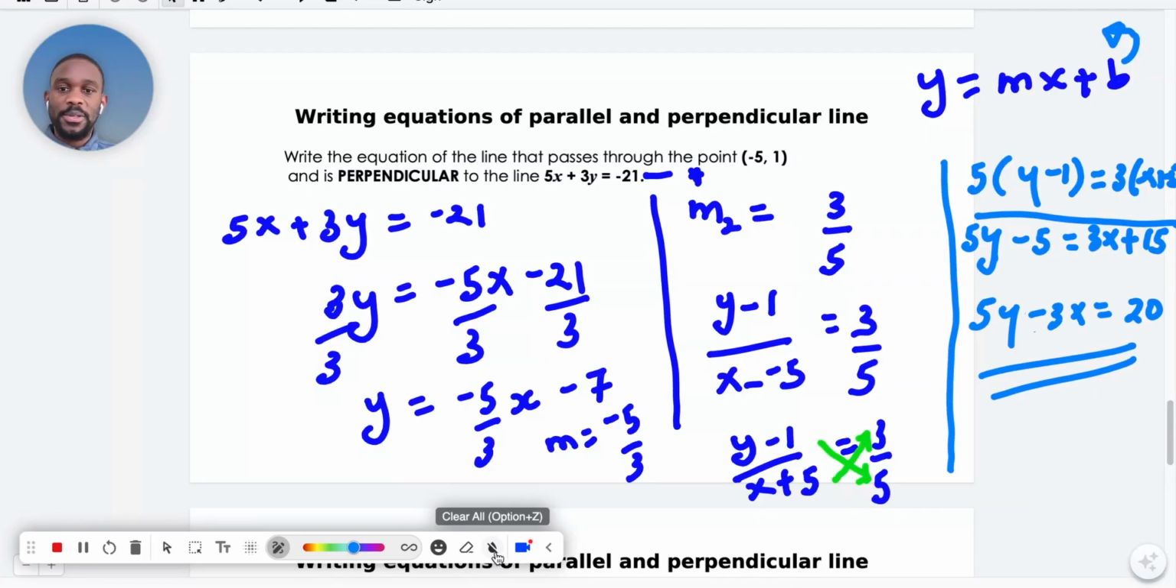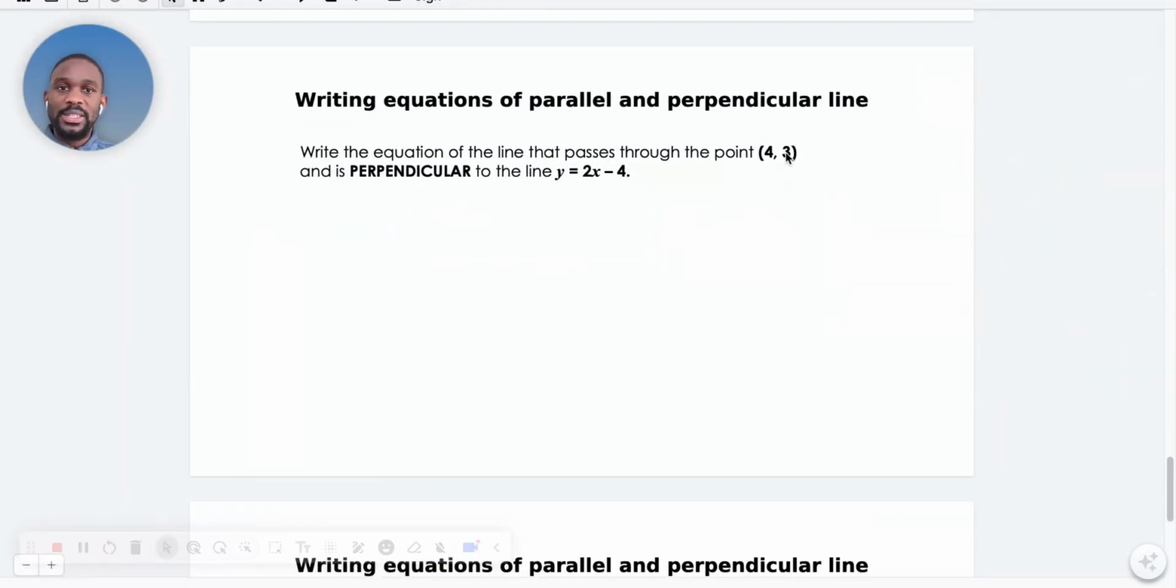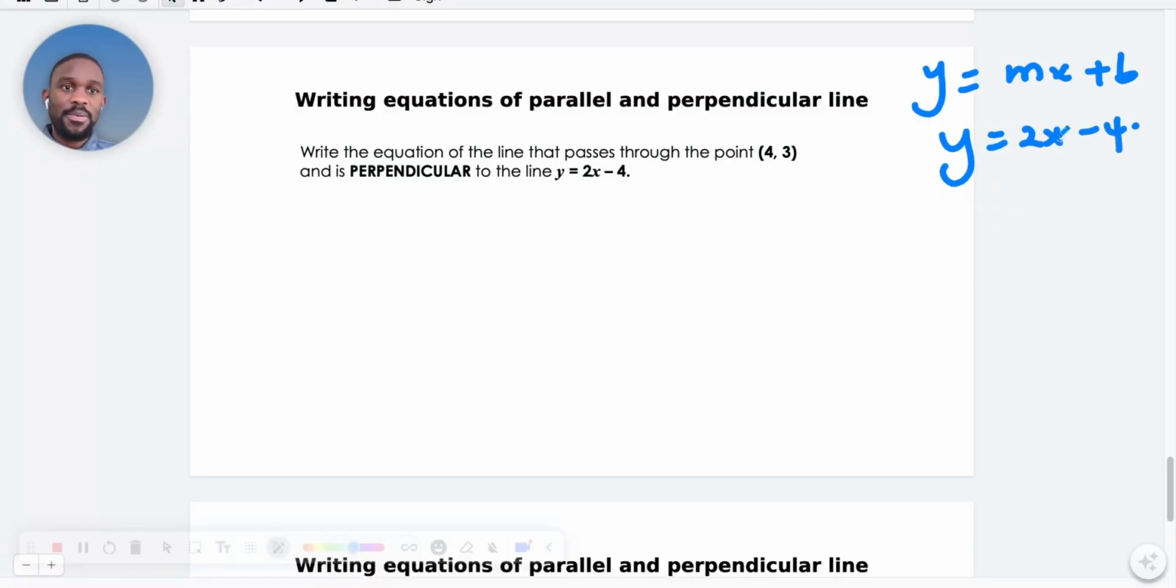Trust me, by the end of example 2, this will be making sense. So they're asking us to write the equation of a line that goes through this point and is perpendicular to this equation. Okay, so ask yourself, what is the slope of this equation? Is it in the form y = mx + b? Yes, it is. So when you see y = 2x - 4, it's in the format, so I can tell m. If I compare these two equations, I can tell m, meaning the slope of this line, is 2.